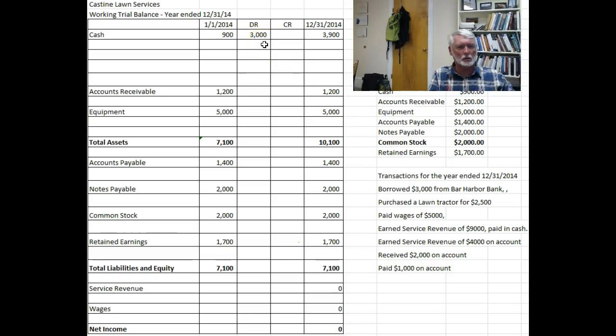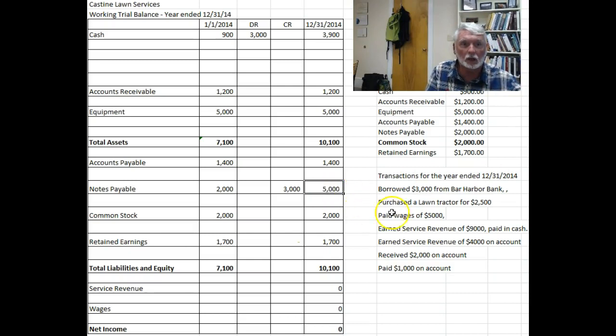We got cash from Bar Harbor Bank. What else has to change? Remember, it's double entry accounting. We have to affect another account so that our equation stays in balance. Well, we now owe more money to the bank. We originally owed $2,000 to the bank. We borrowed another $3,000, so we have to credit notes payable, which is going to increase my borrowing to $5,000.